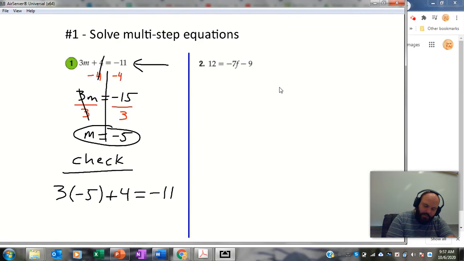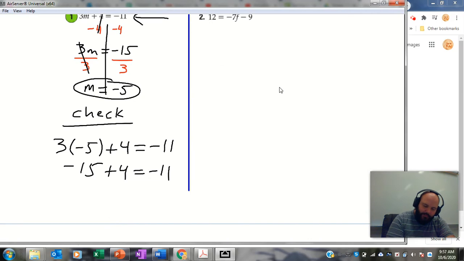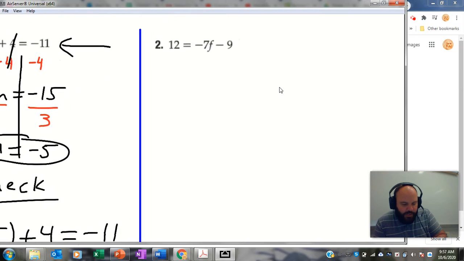So now we just begin to simplify this. 3 times negative 5 is negative 15, plus 4 equals negative 11. Negative 15 plus 4 is negative 11, which equals negative 11. So it worked. Our check worked out, so we're good. We solved it. Let's try another one.